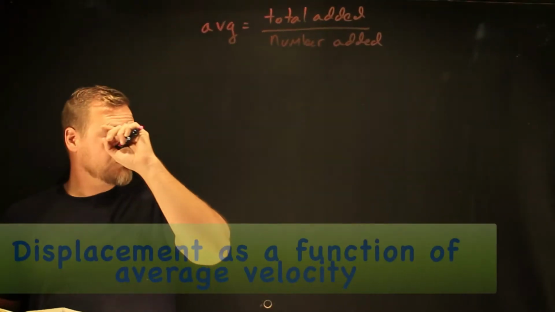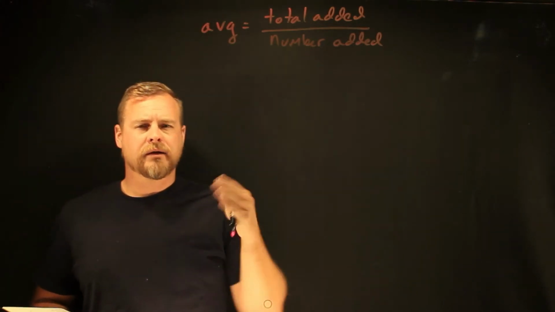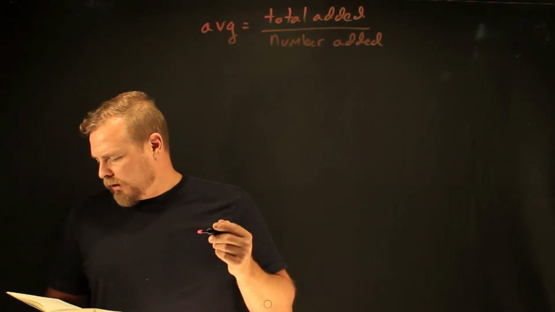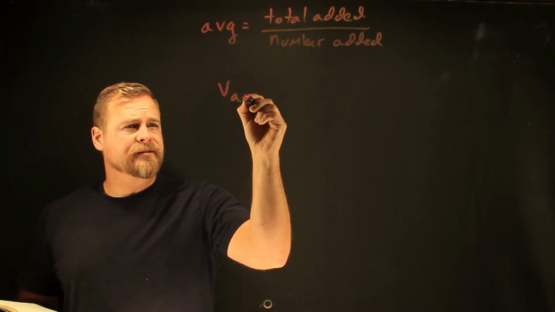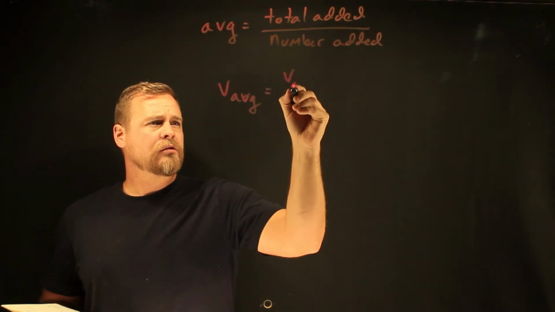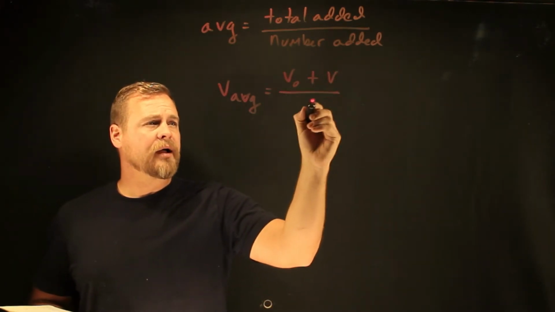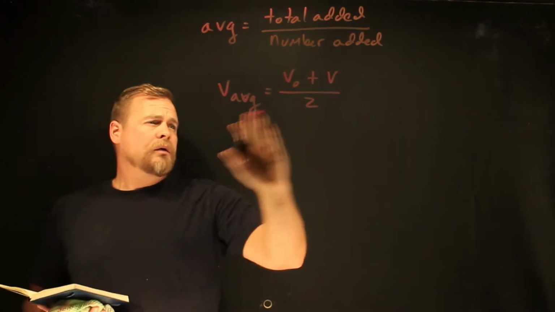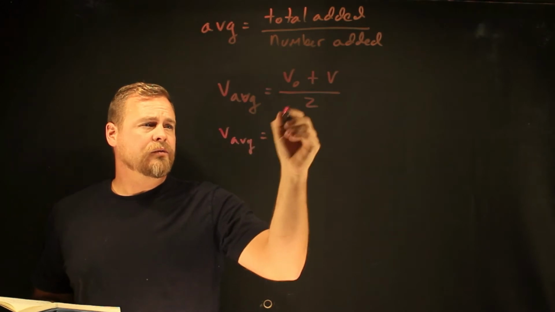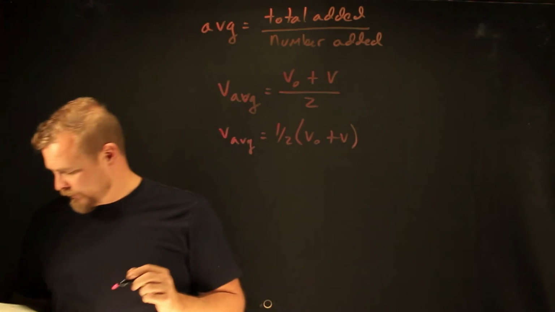So if you're going to take the average of something, you would add up all of your values, and then you would divide it by the number of values that you added and come up with an average. When we talk about the average velocity, we would say that it's going to be the initial velocity plus the final velocity divided by 2. Now I can simplify this, and I can say that v average is equal to 1/2 times v naught plus v.